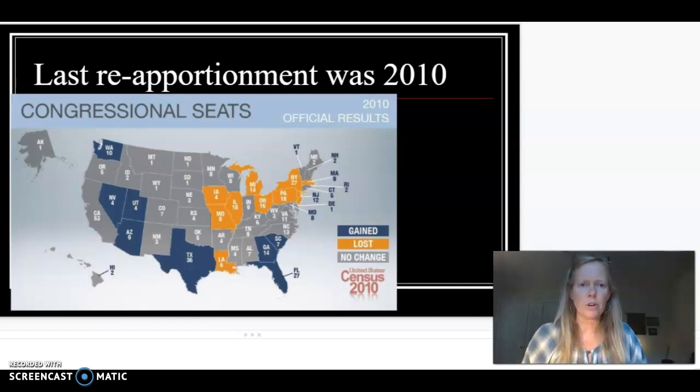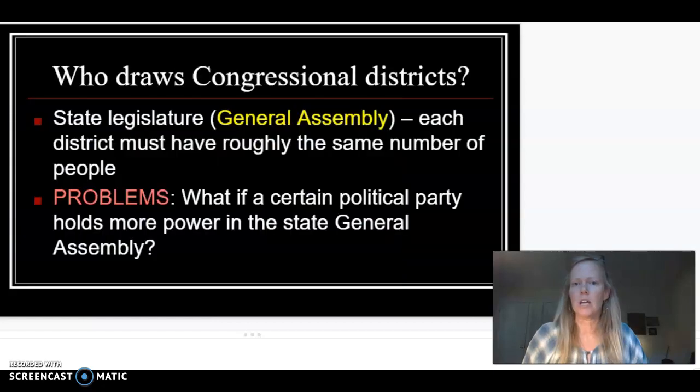You can see on this map for congressional seats in 2010, the dark blue, like Texas and Florida, for example, they gained seats. The orange, they lost seats. Now remember, we always have 435 representatives, so these are just shifts, okay? And in some states you see no change based on population. Who draws congressional districts? Well, the state lawmakers, the state legislature, the General Assembly, as we talked about. Weirdly enough, which both political parties will claim is not fair, whichever political party happens to be in power in the General Assembly in that year when they do this reapportionment gets to draw those maps.